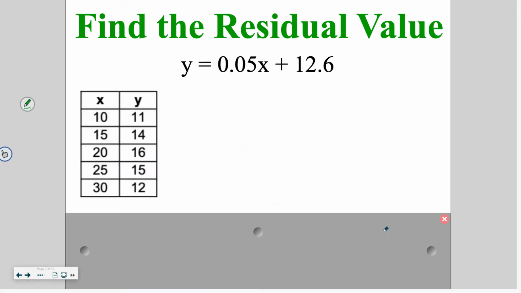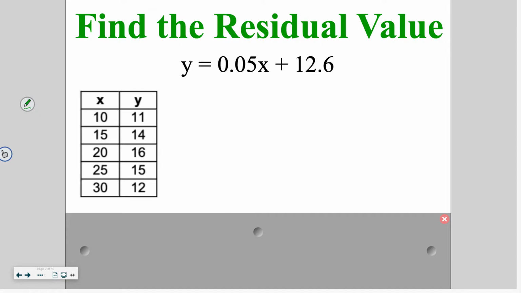The next thing we're going to talk about is residuals and finding those residual values. Remember, residuals are how far away we are between our prediction and the actual value. So, what we have here is a linear model of y equals 0.5x plus 12.6. That's the model that our computer has generated for us that supposedly fits this data.